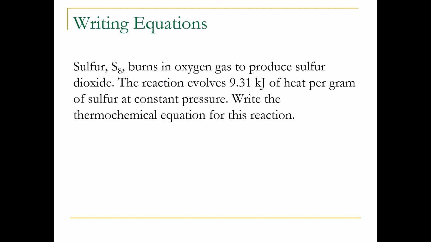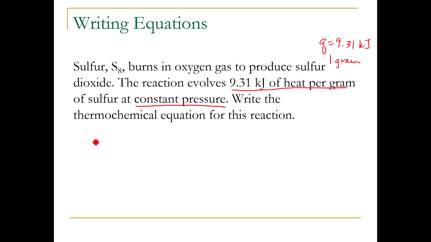Sulfur burns in oxygen gas to produce sulfur dioxide. The reaction evolves, which means releases, 9.31 kilojoules of heat per gram of sulfur. Write the thermochemical equation. So at constant pressure, we have the idea that we can relate the Q to our delta H, and we're given the Q value per gram. So our Q is 9.31 kilojoules, assuming we burned 1 gram. Now we're trying to get a delta H from this.